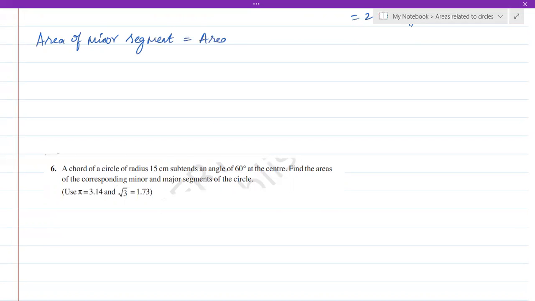Area of sector, which we have already found, minus area of the triangle. What is the triangle name? OAB, and the sector name is OACBO. That is the sector name, and this is ACBA. Okay, those are the names of the minor segment and the sector.